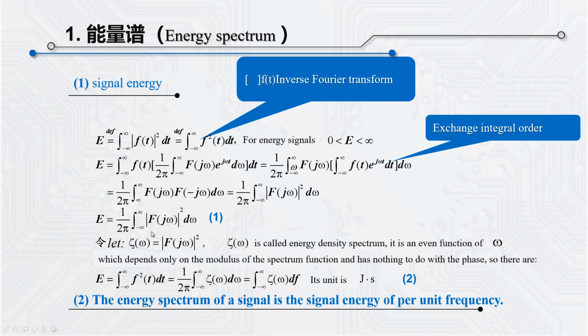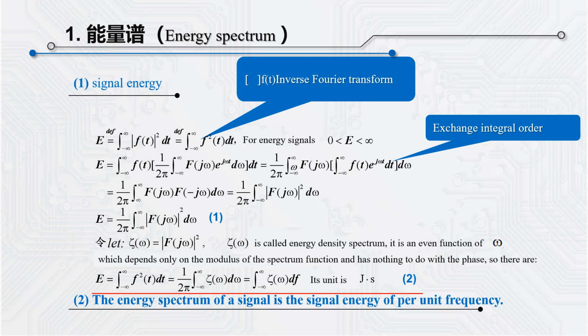Then we can get formula 1. When we let C(omega) equal the square of the absolute value of F(j omega), actually, C(omega) is an energy density spectrum. It is an even function of omega. Here we can find that the energy density spectrum depends only on the modulus of the spectral density function and has nothing to do with the phase.